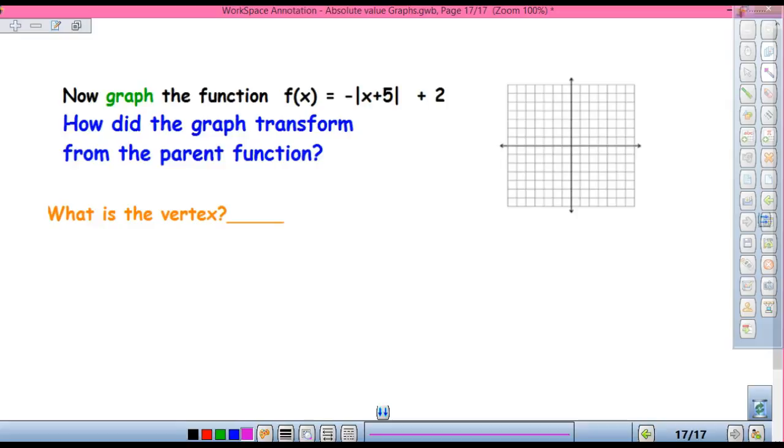Okay, so if I'm looking at this guy, my vertex is -5, 2. 2, 3, 4, 5. Okay, and then what's out in front? A negative, so I'm going to go down 1 over 1. And now I have an upside down piece.